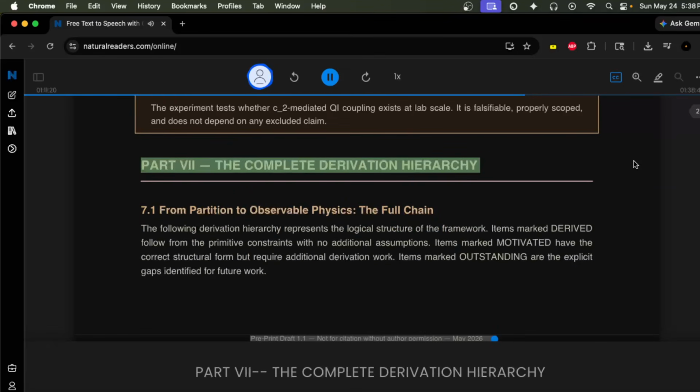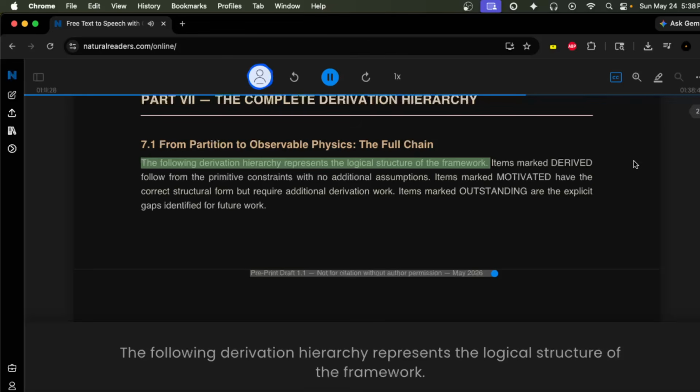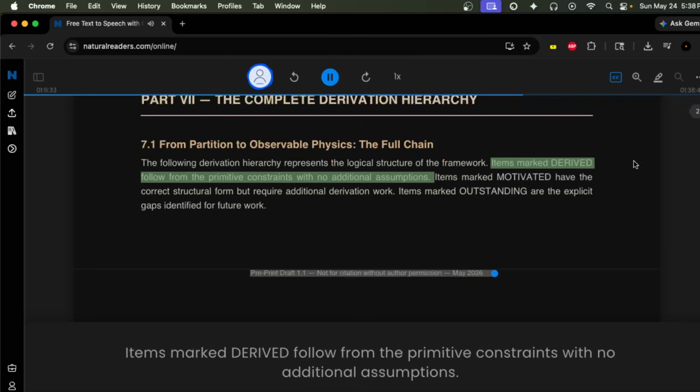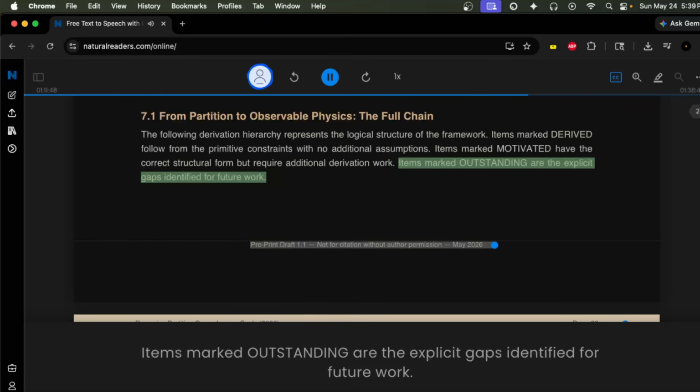Part 7, the complete derivation hierarchy. 7.1 From partition to observable physics, the full chain. The following derivation hierarchy represents the logical structure of the framework. Items marked derived follow from the primitive constraints with no additional assumptions. Items marked motivated have the correct structural form but require additional derivation work. Items marked outstanding are the explicit gaps identified for future work.